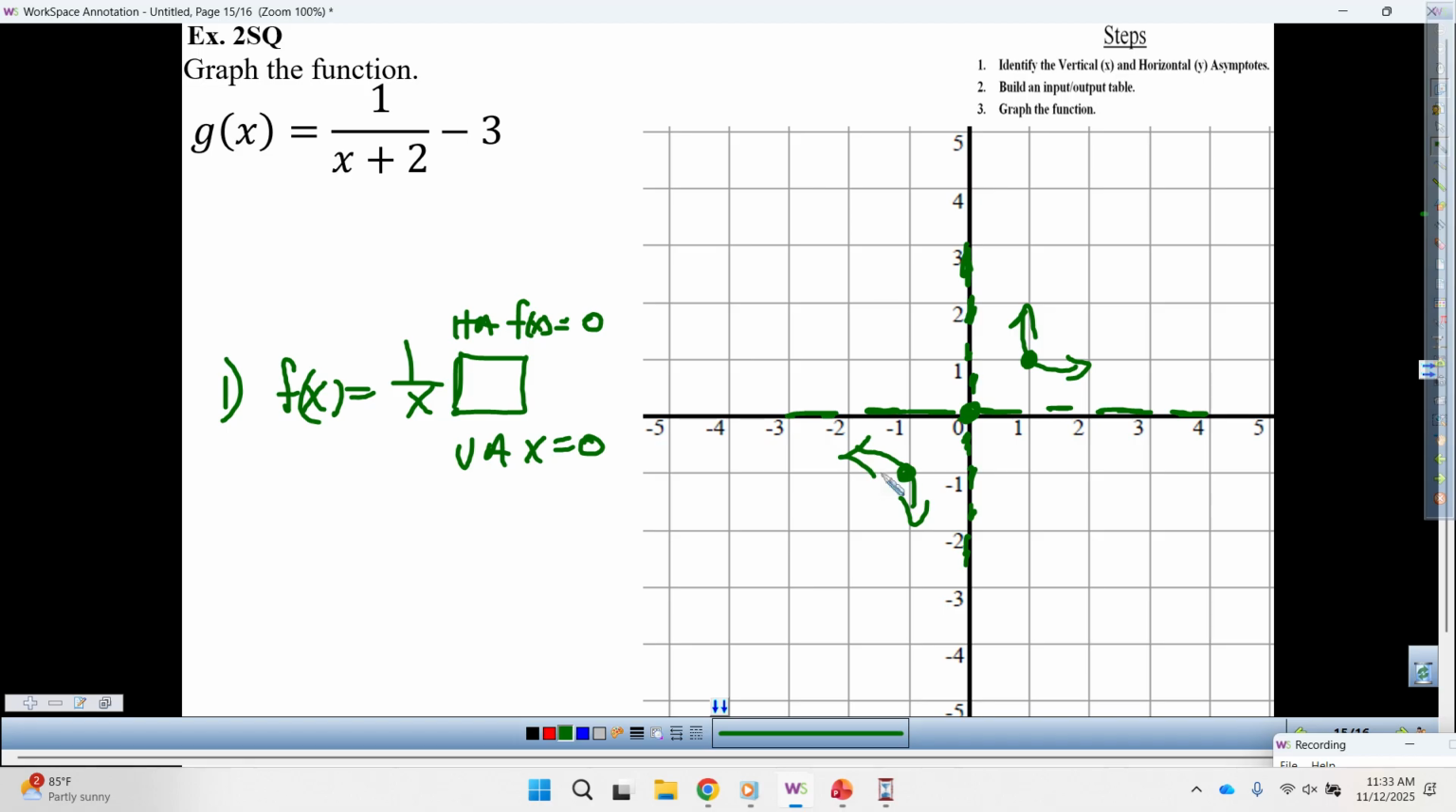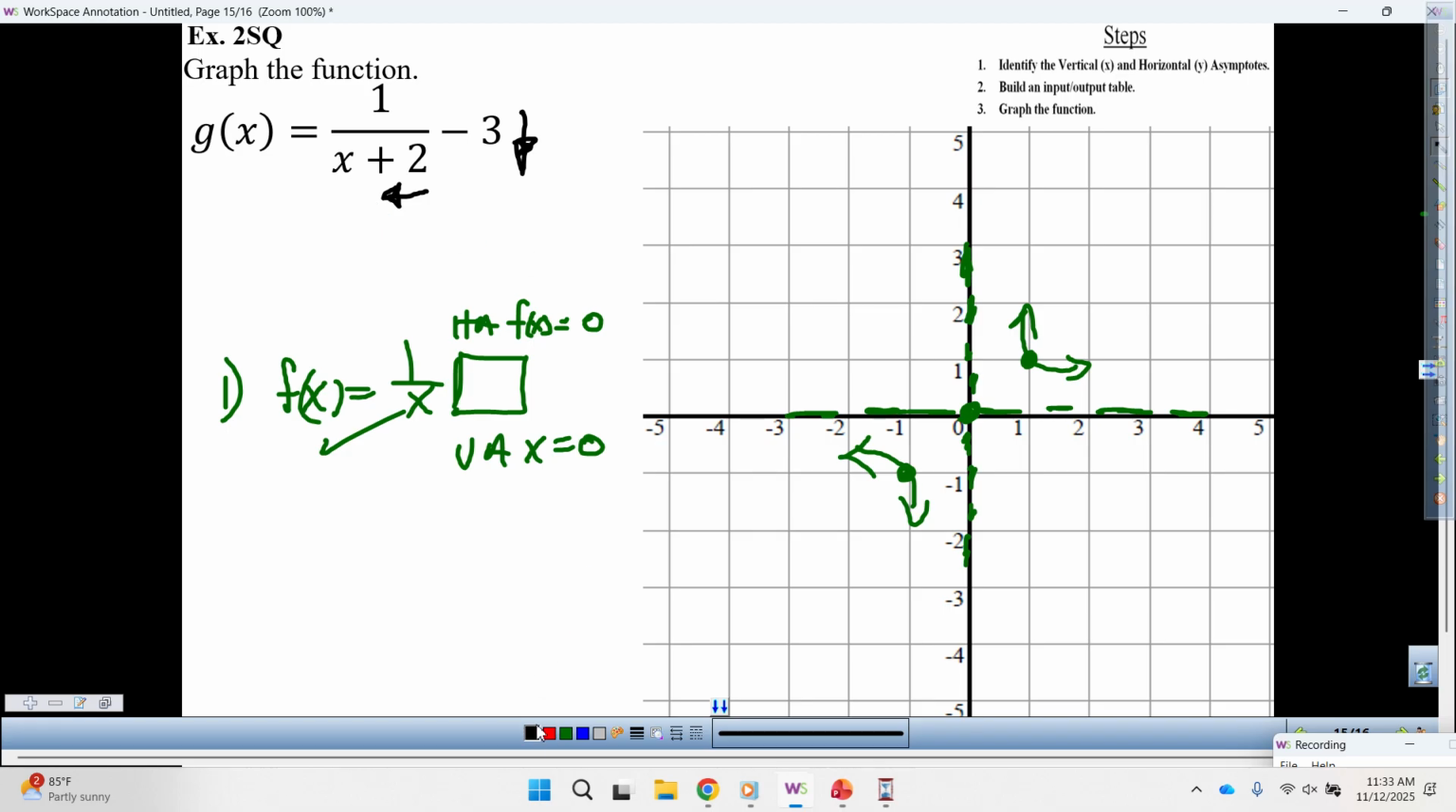Focus, please, focus. So, we're done with the parent function. I'm going to switch out colors. Tell your neighbor where we're going to move that to according to this. Where to? Down 3 and 2 to the left. That is correct. Yeah, wait for the thumbs. All right, down 3, 2 to the left.